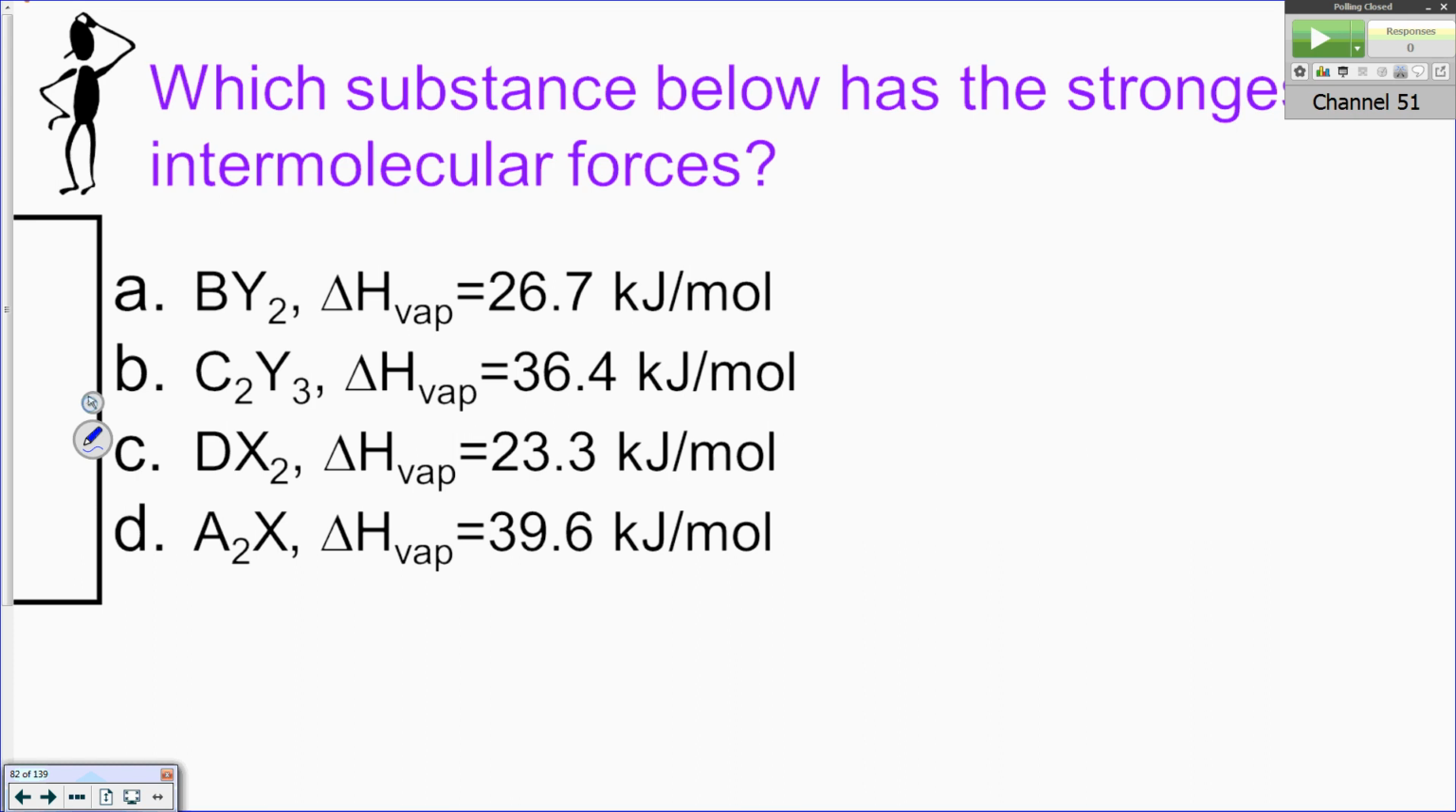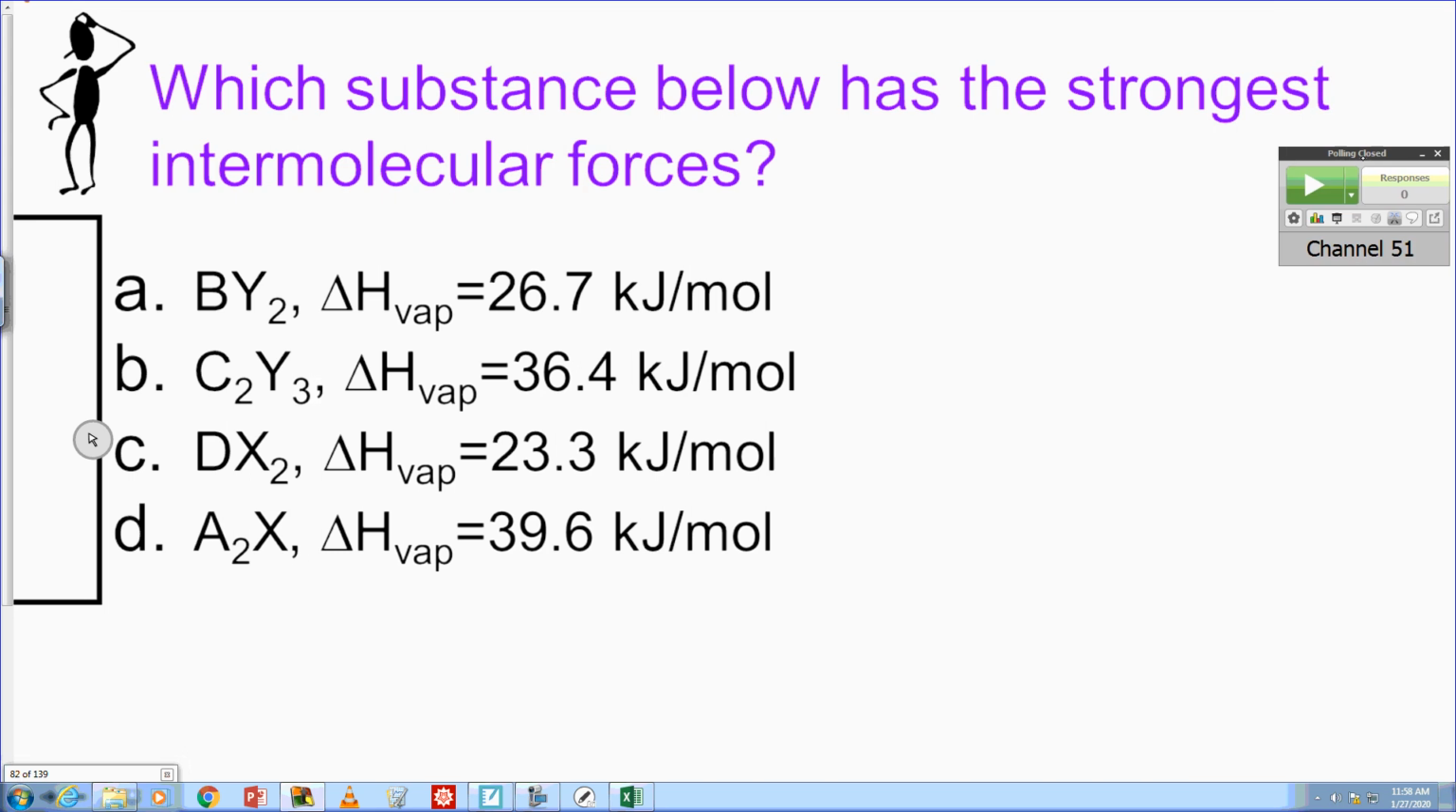Okay, so this is a simple one, doesn't require a calculation. I want you to choose the substance that has the strongest intermolecular forces, and I'm giving you the molar heat of vaporization. So your hint, it's the highest or the lowest number.